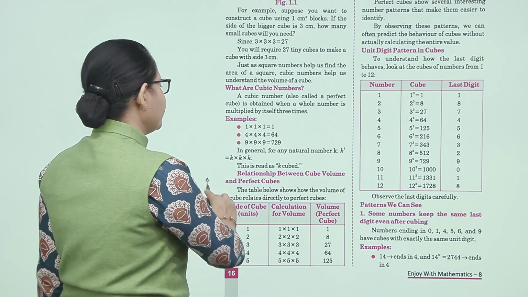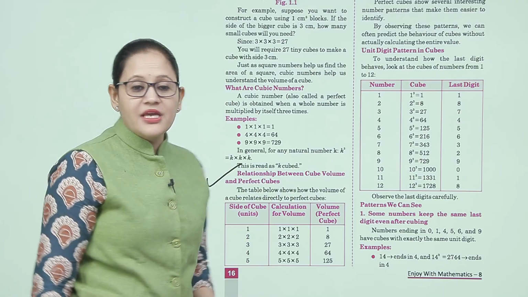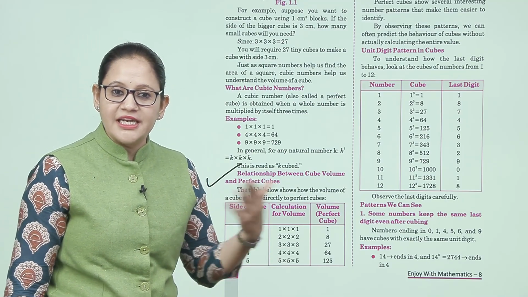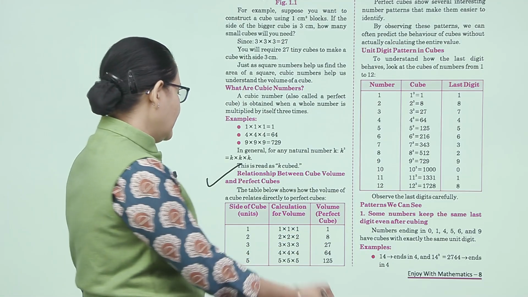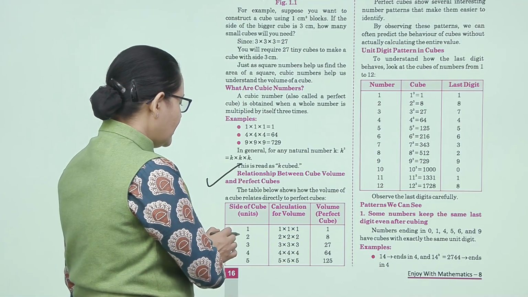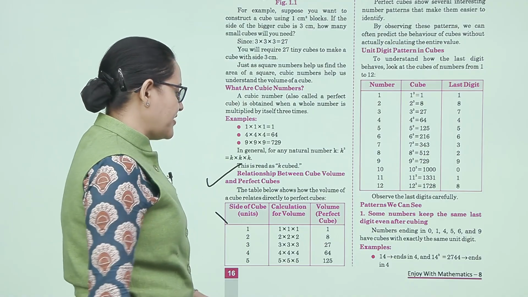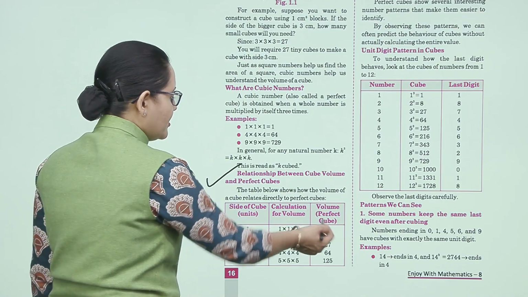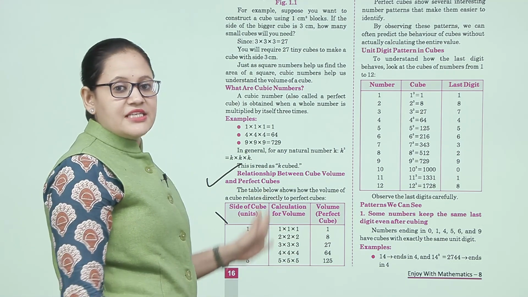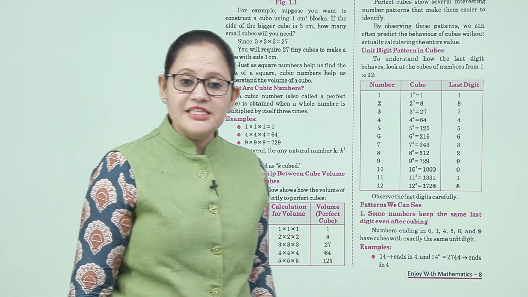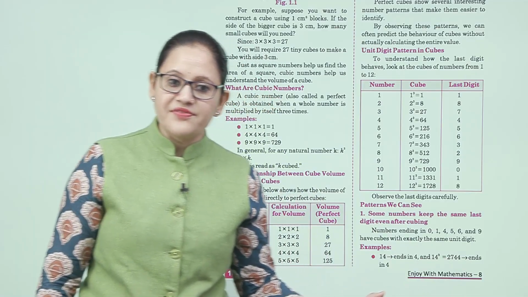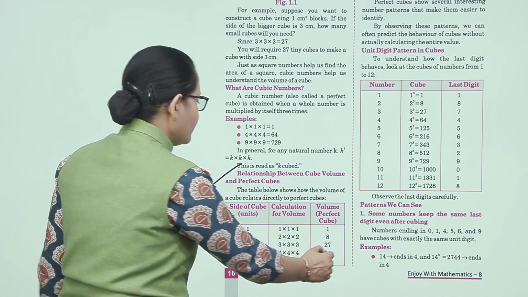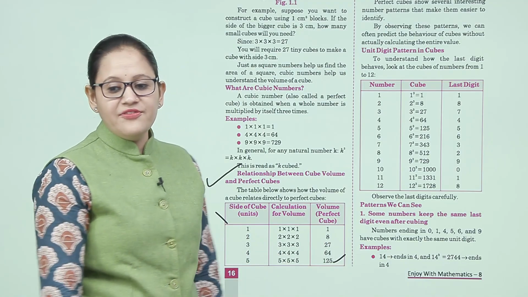Next is the relation between cube, volume and perfect cube. The table below shows how the volume of the cube is related directly to the perfect cube. Here the side of the cube is given and the volume. If side is 1, the volume is 1. Side is 2, volume is 8. Side is 3, volume is 27 unit. Side is 4, volume is 64 unit. Side is 5, volume is 125 unit.